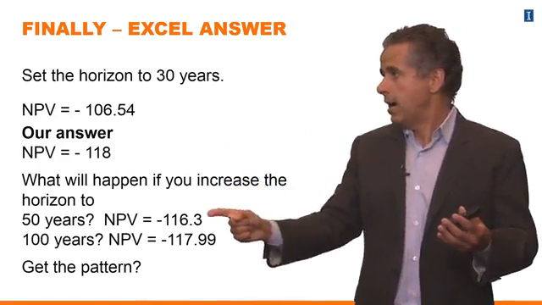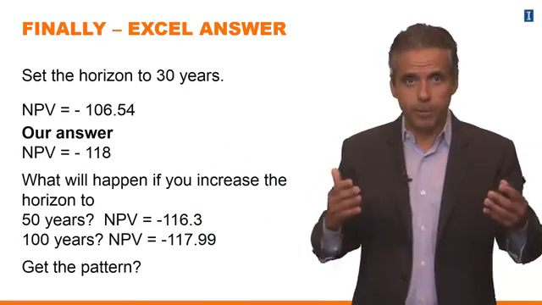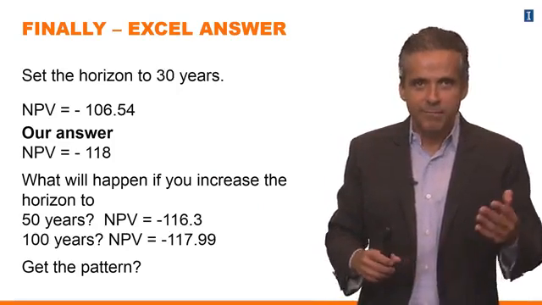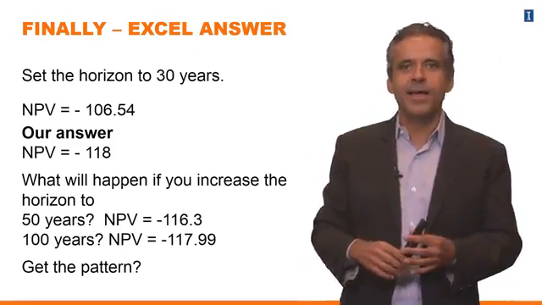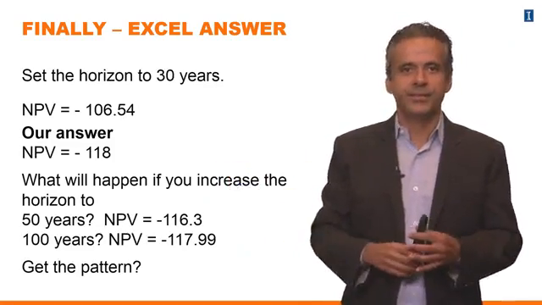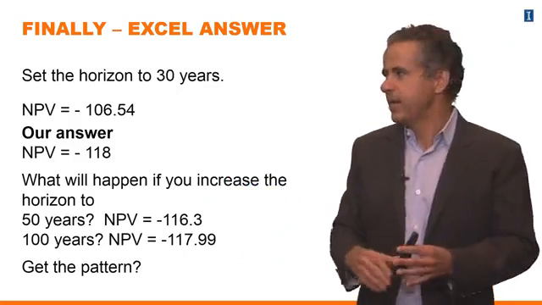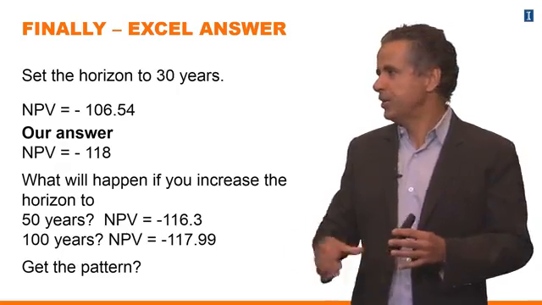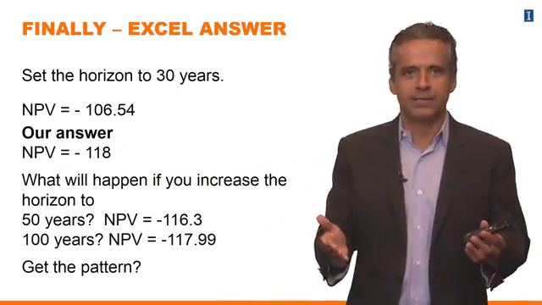If you really want to get an answer that is closer to the perpetuity value, you need to increase the horizon. If you have the patience to do this, I recommend you do it once. So do it with 50 years. You're going to get minus 116.3. Do it with 100 years, you're going to get minus 117.99, which is mathematically really very close to minus 118.